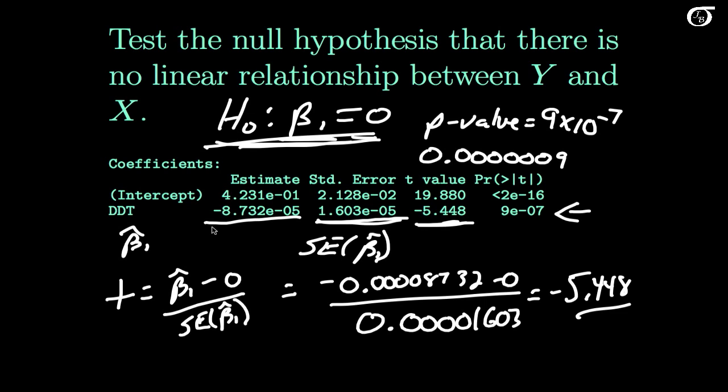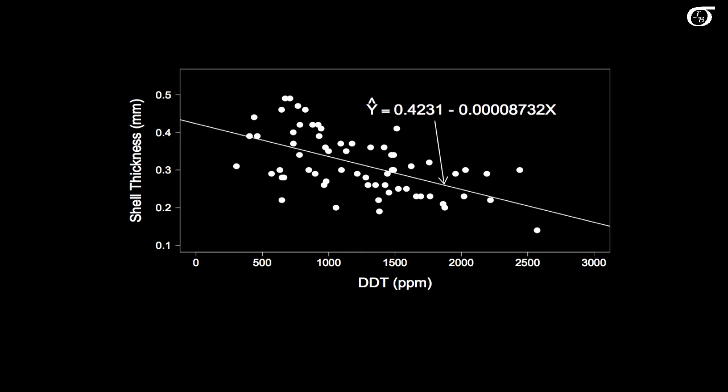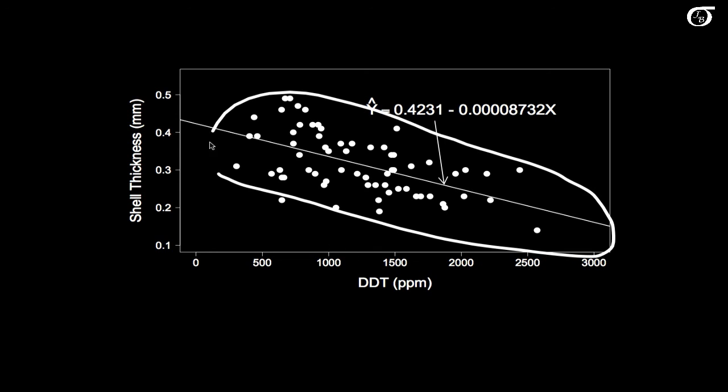What does that mean? Well, our sample slope was negative. And if we look at our plot, there was a decreasing trend. And so we got a tiny p-value for the test that the slope is equal to 0. And so what we are saying is there is very strong evidence that that is a real effect. There is a real relationship between DDT and shell thickness, and the shell thickness tends to decrease as DDT increases.